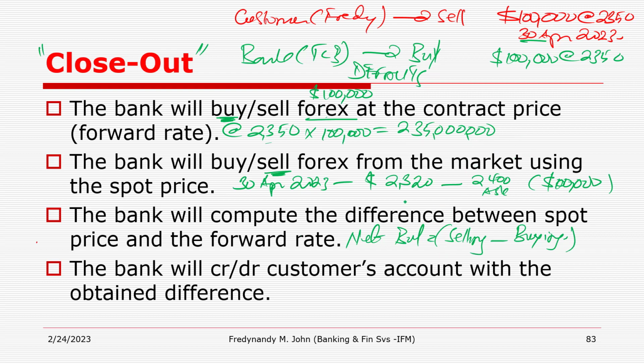And the selling will be 240 million, right? This will be the selling. How did I get this? By taking 2400 multiplied by 100,000.